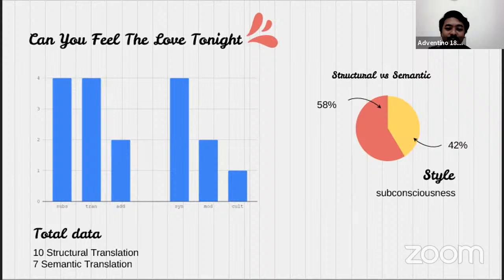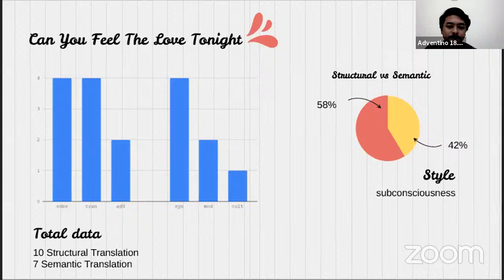The third song is Can You Feel the Love Tonight? The total data is 10 structural translations, which divide into 4 subtraction, 4 transposition, and 2 addition. And also there are 7 semantic translations. There are 4 in synonym, 2 in modulation, and 1 in cultural equivalent. And for this song, because it is much more structural than semantic, the style is subconsciousness.